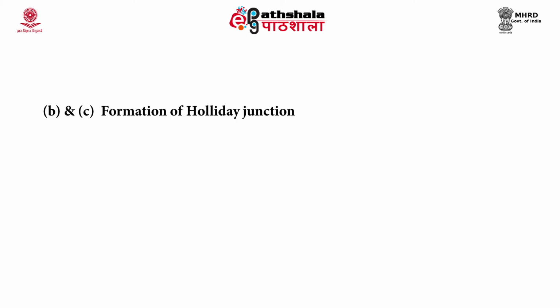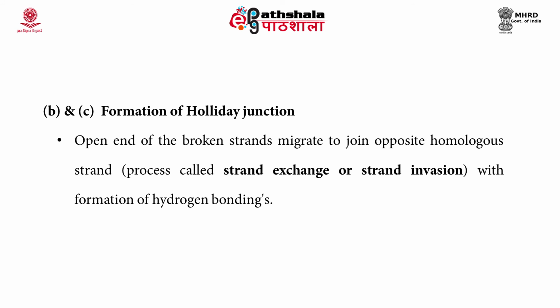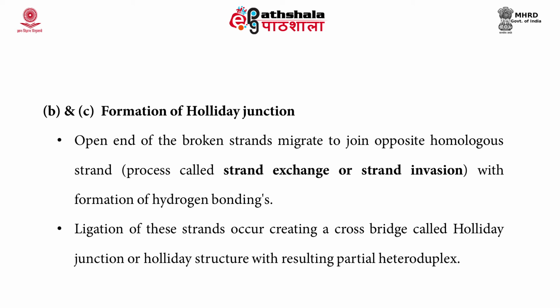In step B and C, formation of Holliday junction is seen. In this process, open end of broken strands migrate to join opposite homologous strand. The process is called strand exchange or strand invasion. Ligation of these strands occur, creating a cross bridge called Holliday junction or Holliday structure, with resulting partial heteroduplex.